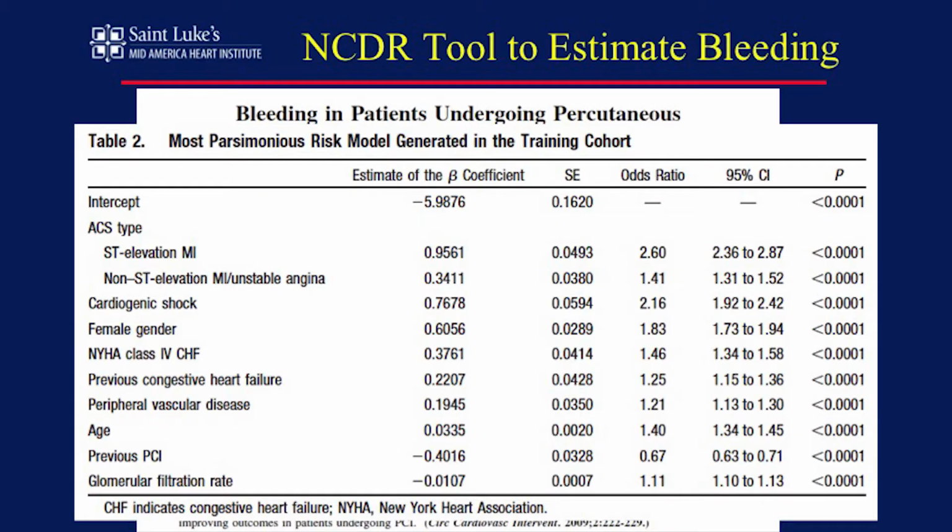So we worked with the NCDR to build a model to predict bleeding rates. This model can be calculated for each and every patient to estimate their particular rate of bleeding. And yet these models are very hard to integrate in routine clinical care. There have been web-based tools forever that have not been used in routine clinical practice very efficiently.